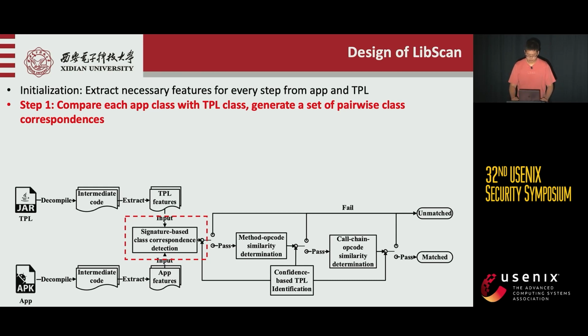In the 1st step, LibScan constructs a signature for both the app and the TPL classes based on the code features. The signature mismatching between the app class and the TPL class is conservative. If 2 signatures are different, it means the 2 classes are most likely different. At the end of this step, we determine the class correspondence relations between the app and the TPL based on the signature matching.